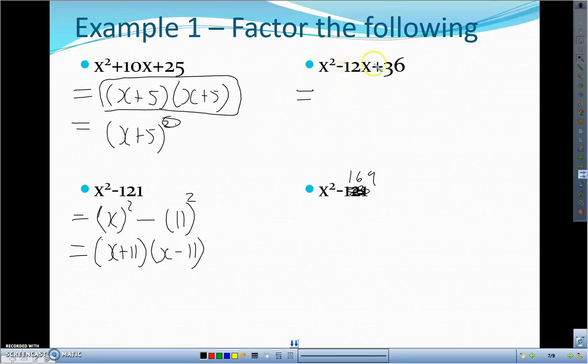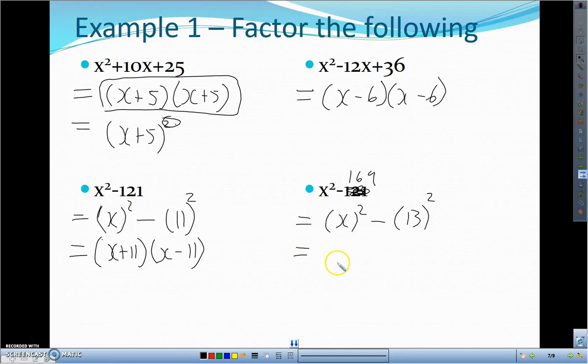At this point, we can see that two numbers that multiply to 36 and add to 12 are negative 6 and negative 6. So this is x minus 6 times x minus 6. Below we've got a difference of squares. This is equal to x squared minus 13 squared, because 13 squared is going to be 169. So this is equal to x plus 13 times x minus 13.